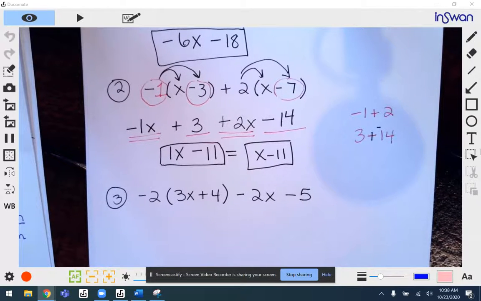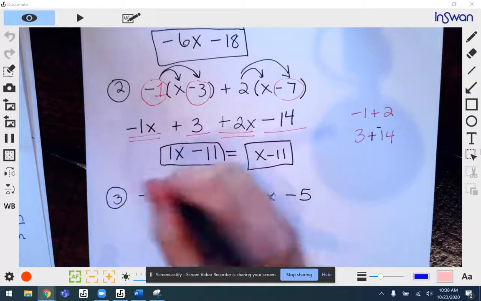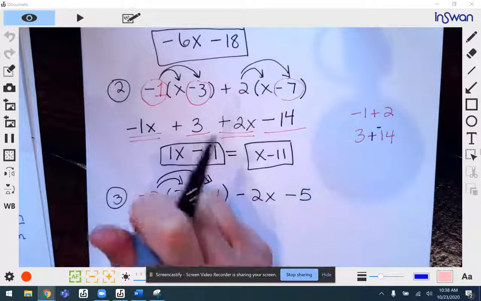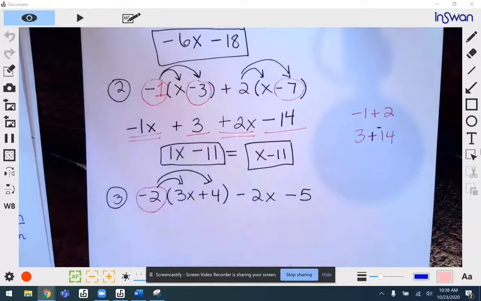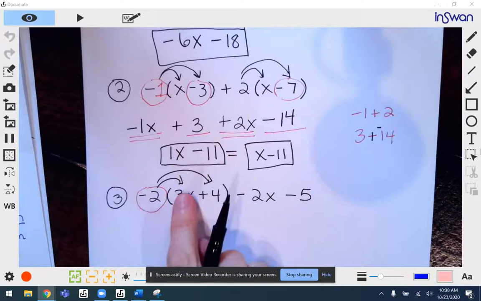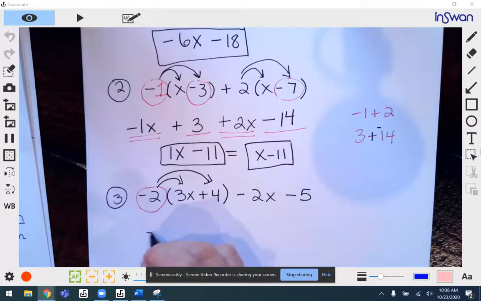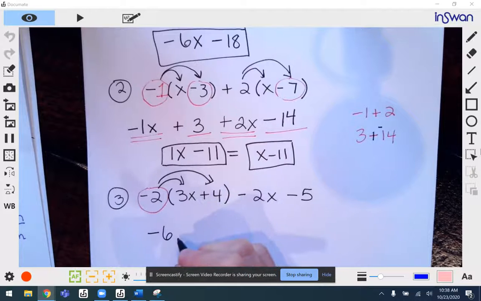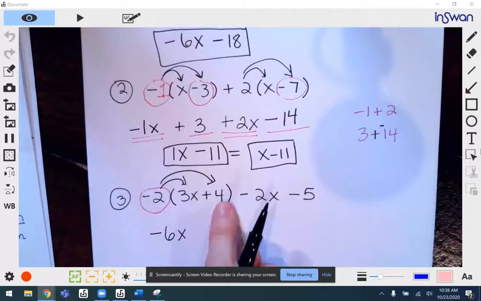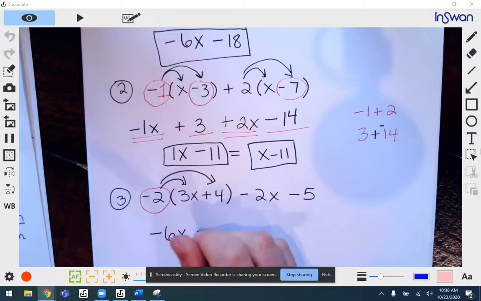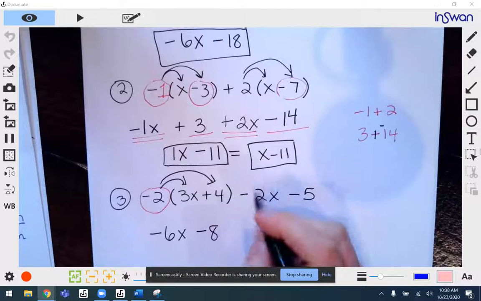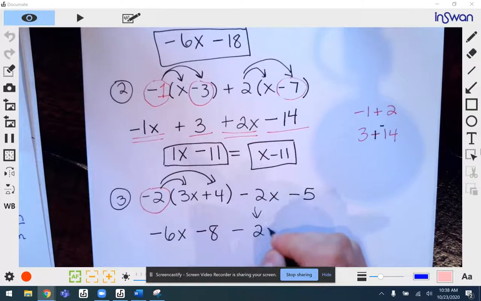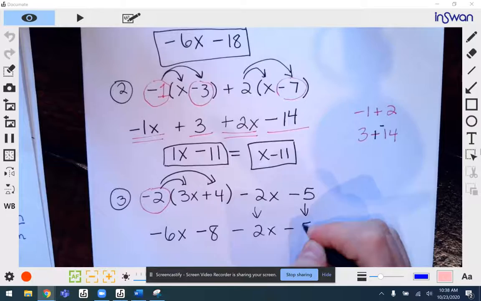All right, last one. We are going to distribute our negative 2 into the parentheses, being careful with our signs. So negative 2 times positive 3 would be negative 6x. Negative 2 times positive 4 would be negative 8. And then this stuff we're just going to bring down, minus 2x, minus 5.